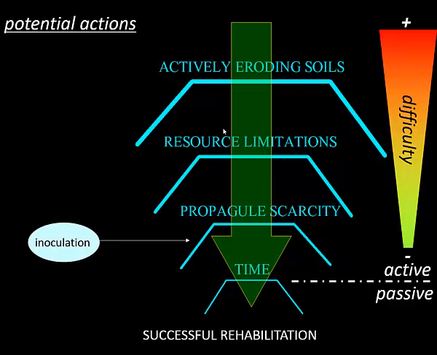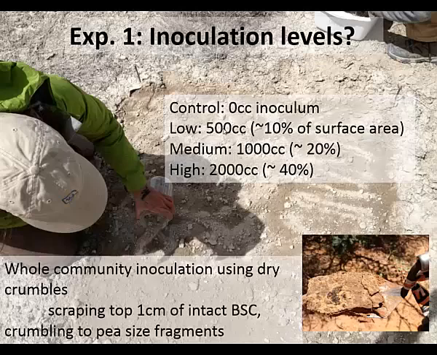So the first experiment that we initiated was to target how much inoculation we need to add if propagules are scarce. And so in this experiment, what we did is we scraped plots. And so we took all the biocrust off, and then we crumbled it up into small little pea-sized fragments. And then we added it back to these plots in this way. None at all, 10%, 20%, or 40% of the surface area. And then after 14 months, here's what we found.